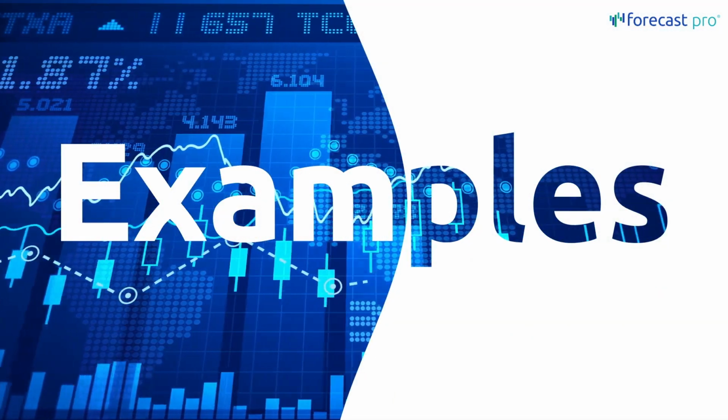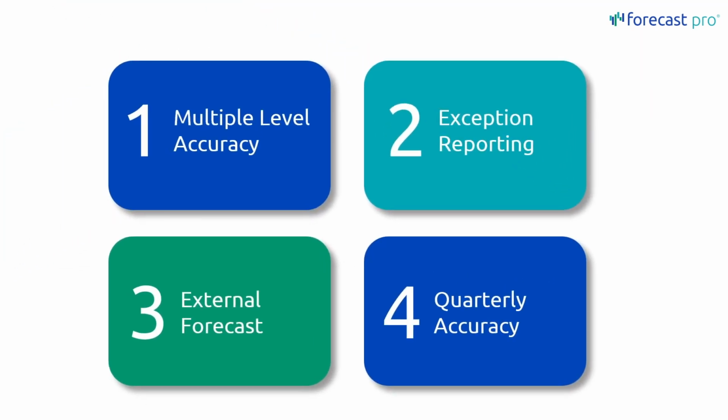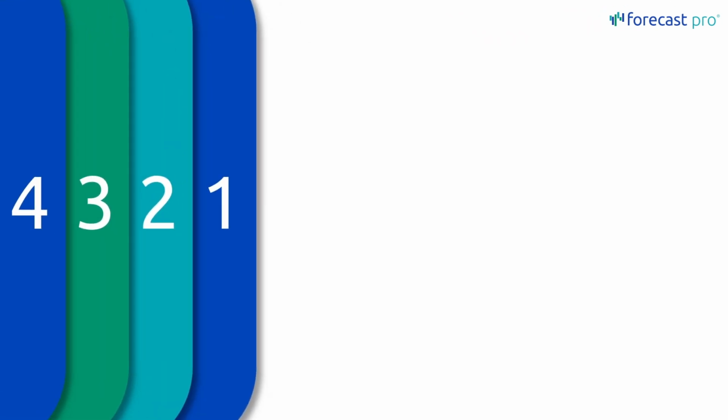So now let's discuss our examples. Today we're going to be looking at 4 specific examples using Forecast Pro. We're going to look at multiple level accuracy. We're going to use our exception reports in a number of different ways to look at the accuracy exception report and the custom exception report, where we will measure both the statistical versus our adjusted versus external forecasts, and we're going to do it both monthly as well as quarterly.